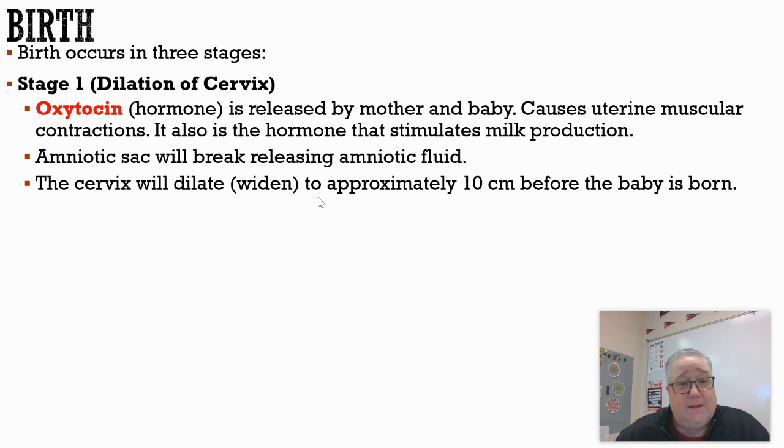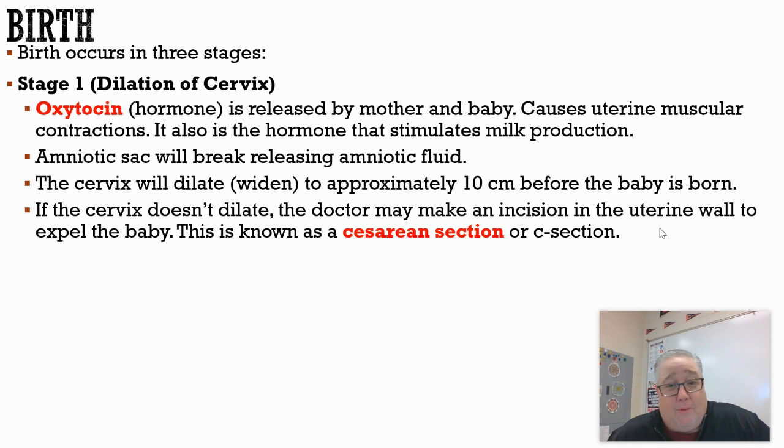Again, the cervix will dilate. That area that opens up into the birth canal will typically open up to about 10 centimeters. And usually the doctor will measure that to see that the cervix has dilated to a certain point. And if it has, then the baby's ready to come out. There's no stopping it really at that point.